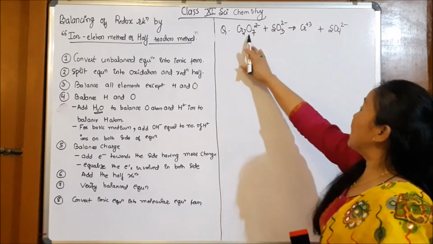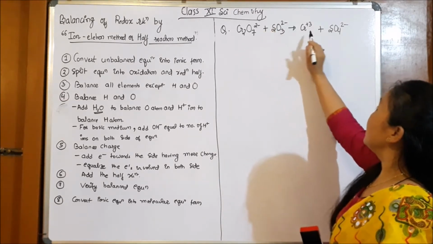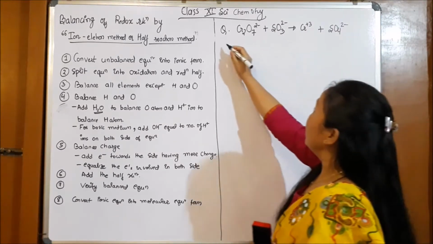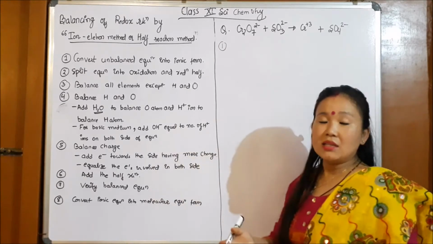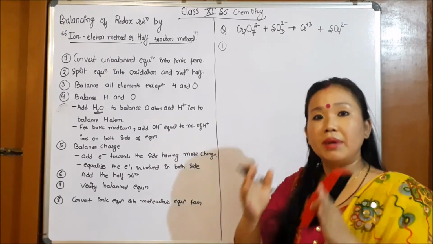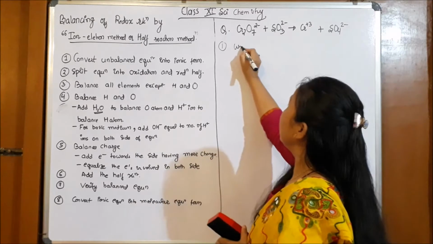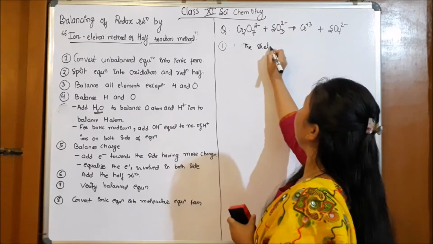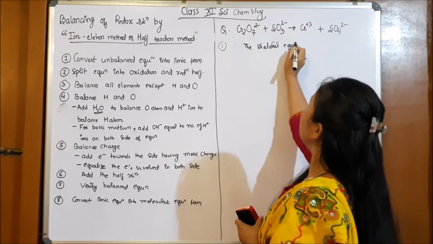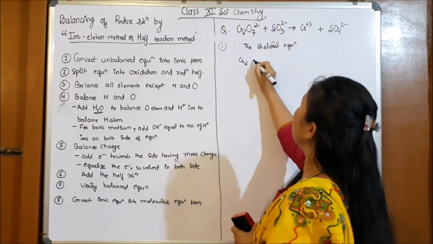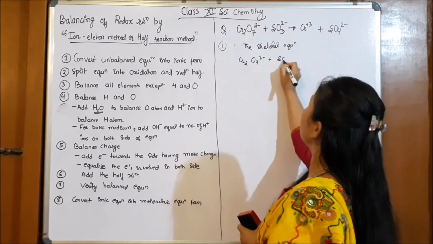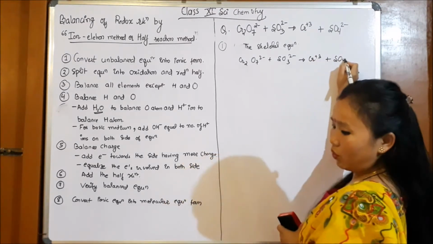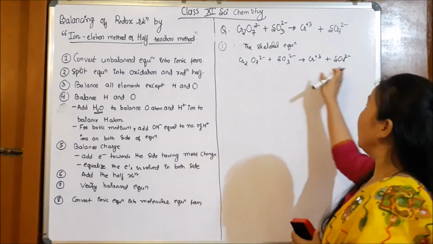So dichromate with sulfite gives you chromium ion and sulfate ion. Now what is the first step in balancing the equation by the oxidation number method? First you need to write the skeletal equation. So what is the skeletal equation here? The same: Cr2O7 2 minus plus SO3 2 minus gives Cr plus 3 and SO4 2 minus. This is the first step.